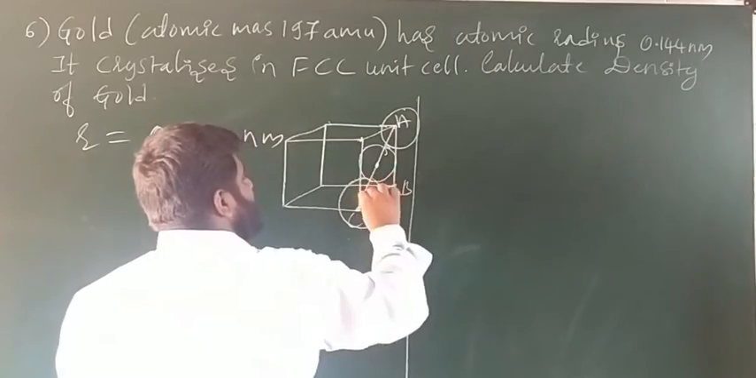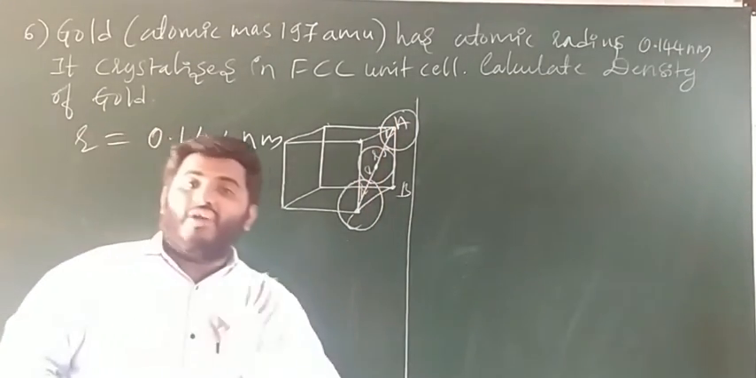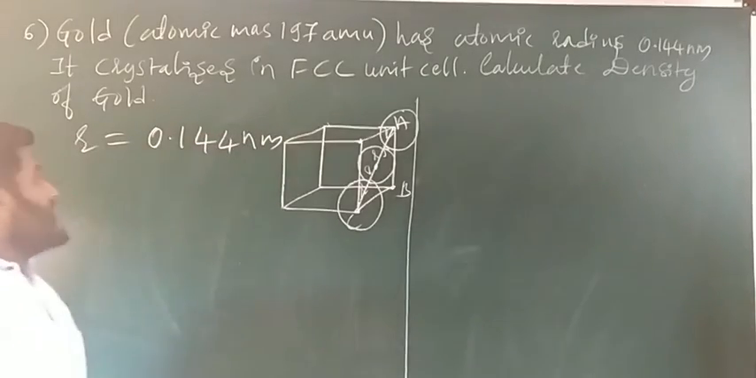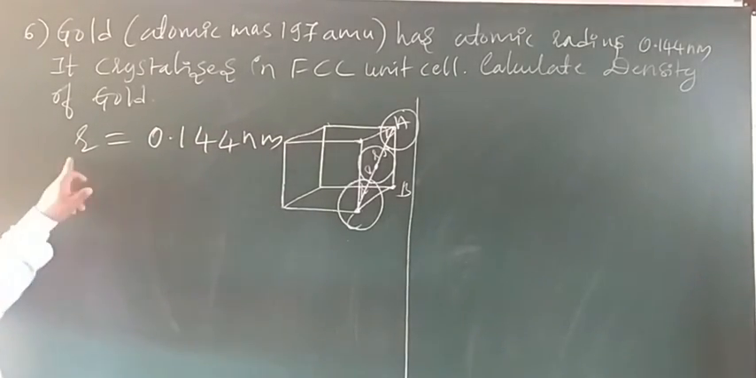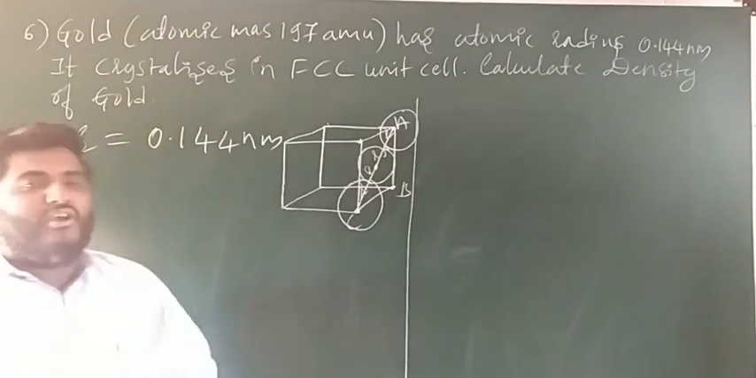Attached 3 spheres R, R, R, R. So here also we are getting 4R. Remember that. Face diagonal also 4R. R is given. It crystallizes in FCC. Calculate the density of the gold.